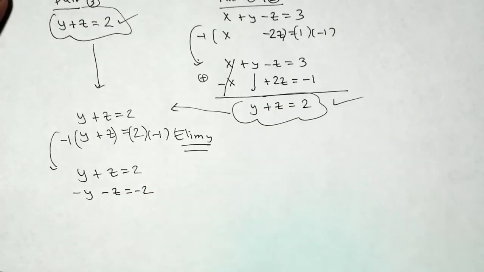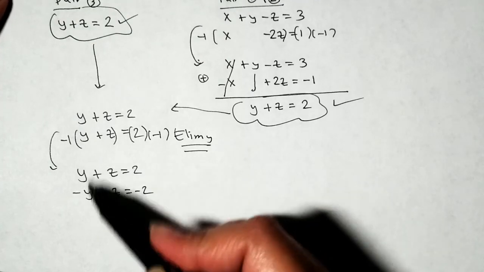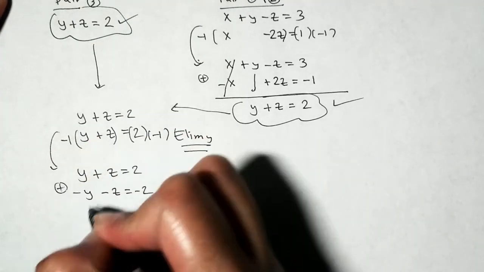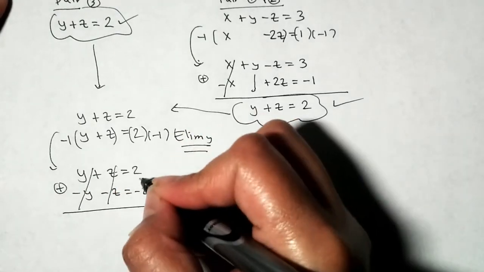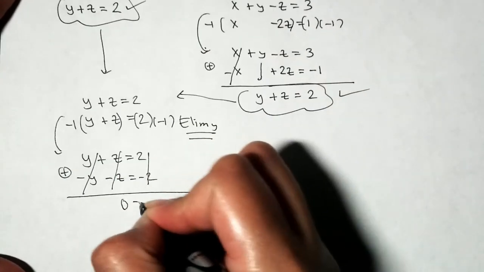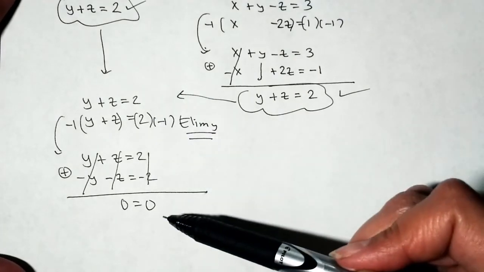So, a gentle reminder, we wanted to eliminate the y. We need to make sure that the coefficients are opposite so we can cancel them out. So they're opposite. We have a green light to add. The y's cancel out. The z's cancel out. And the constants also cancel out. So again, we were trying to find y and z, but that didn't happen.